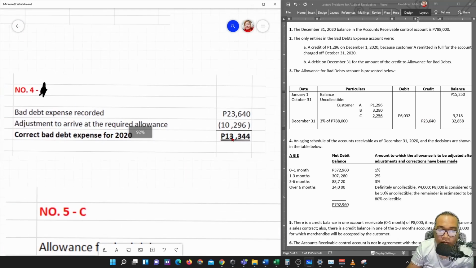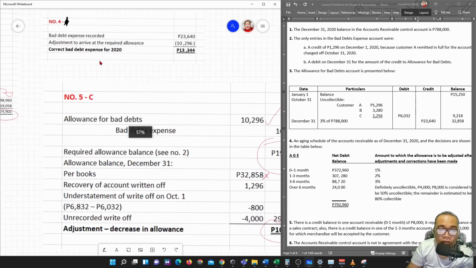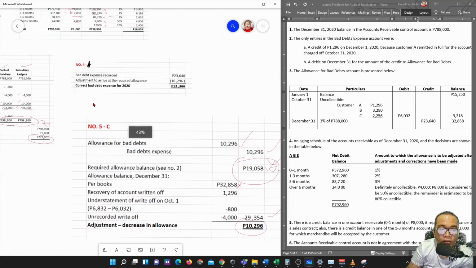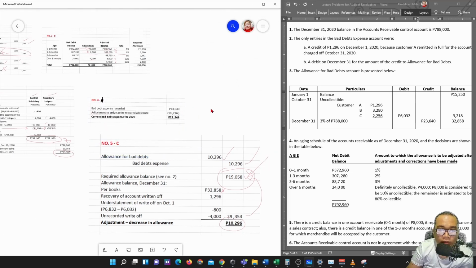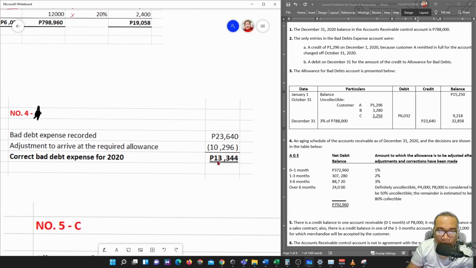So with that, 23,640 yung ni-record mo, adjustment to arrive at the required allowance balance, nanggaling yan sa ginawa mo sa number 5. So, yung correct bad debt expense mo, for 2020, ito dapat yung bad debt expense for 2020, 13,344. Ito siya.